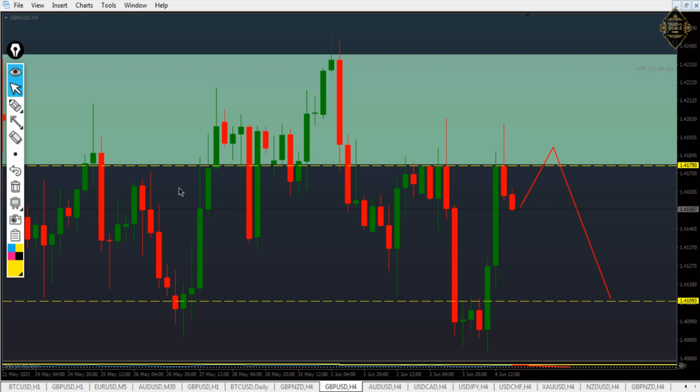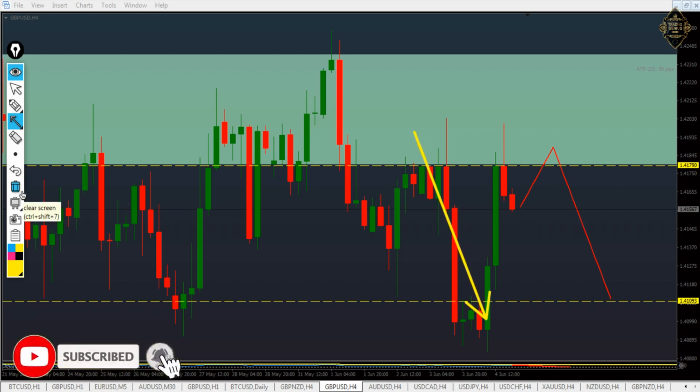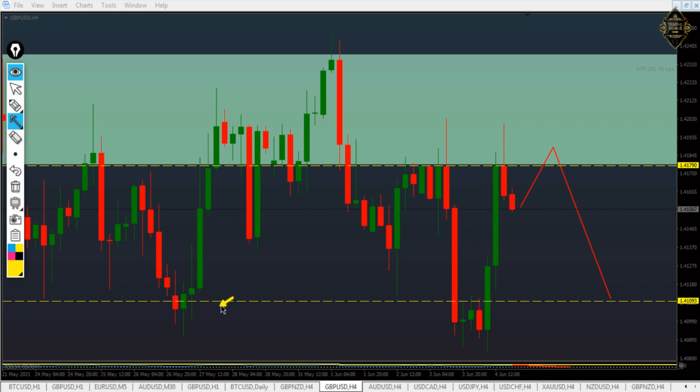So the first pair we got is the British Pound USD, in 4 hours. As you remember, last week I told you to enter sell from here. And it hit the first target for us, it was here. Then came the news, non-farm payroll of USA, and then it pushed the price up.